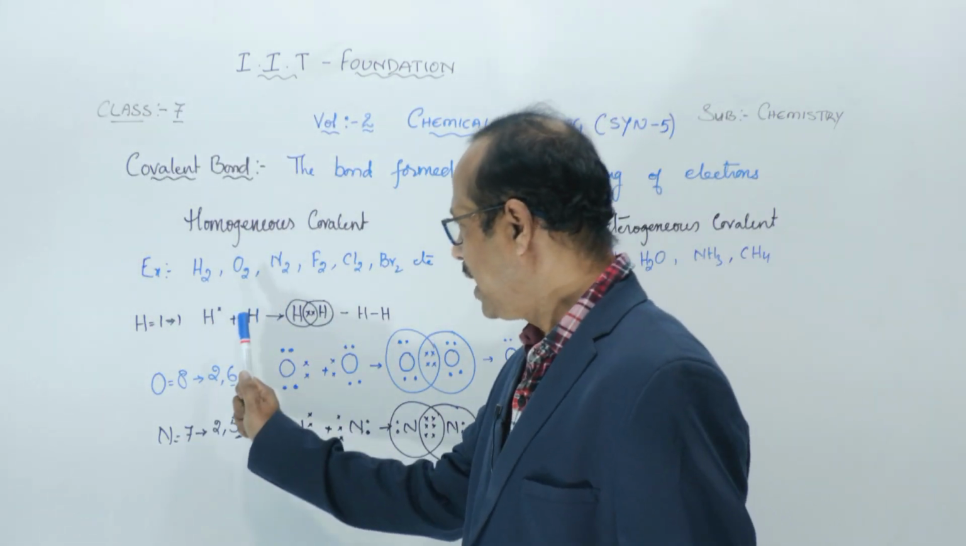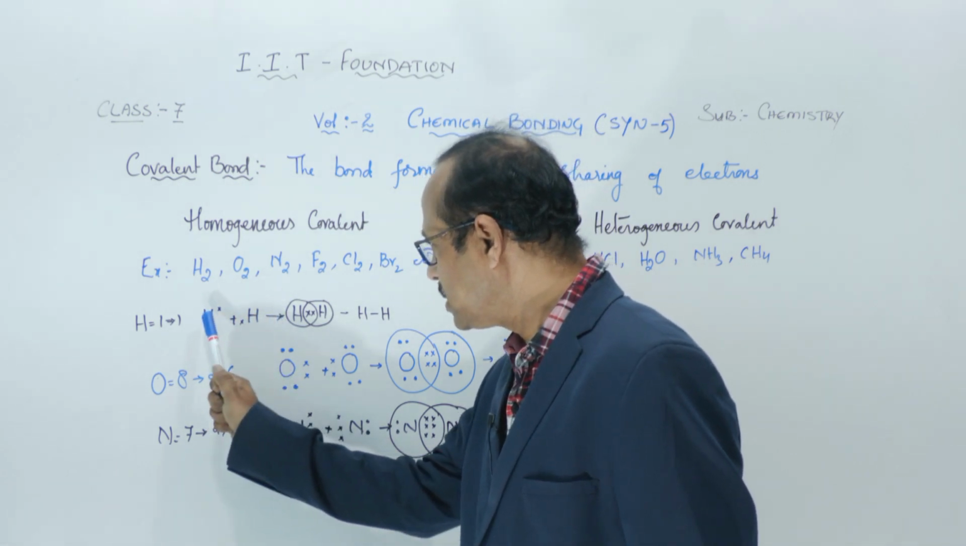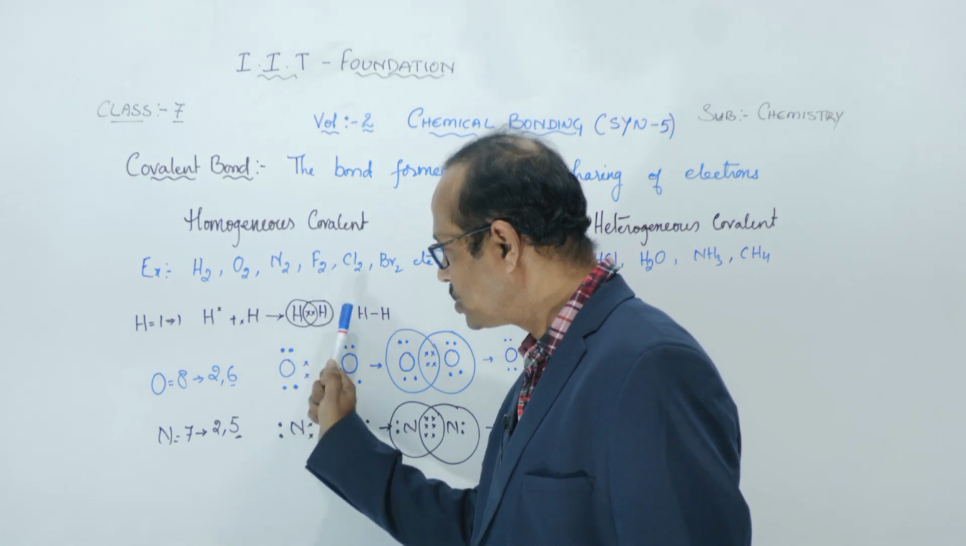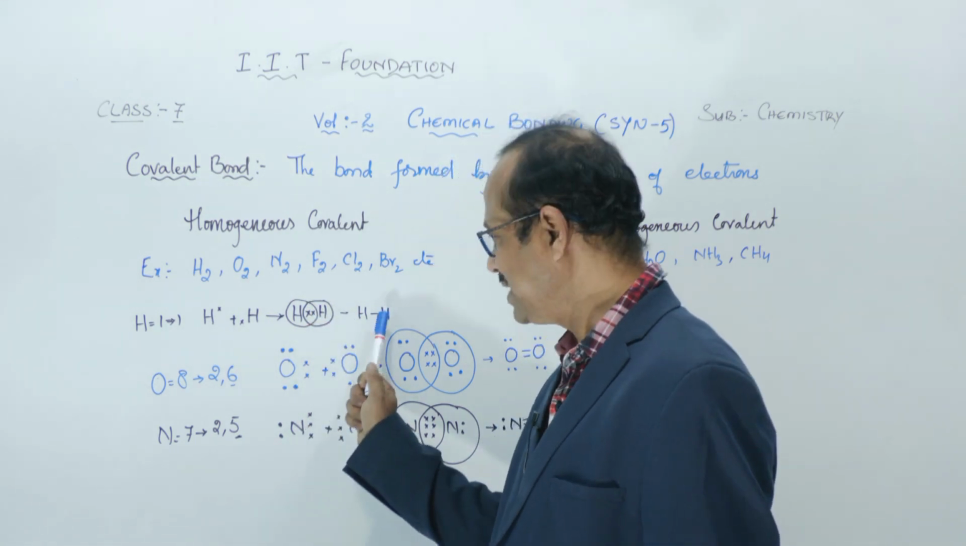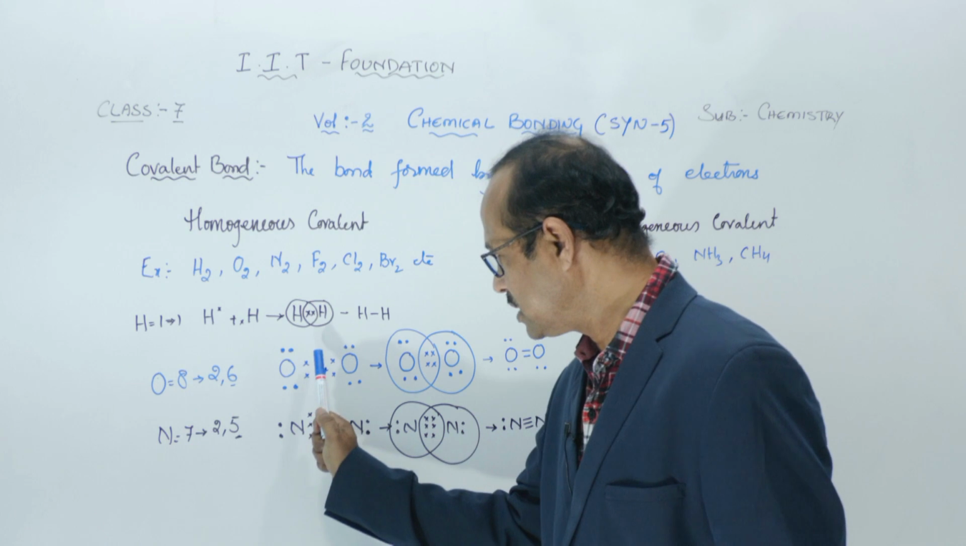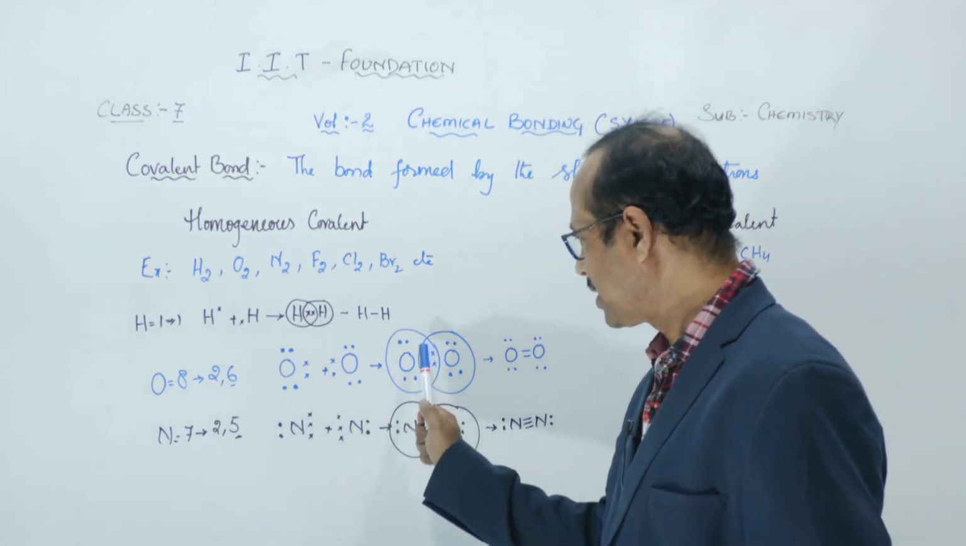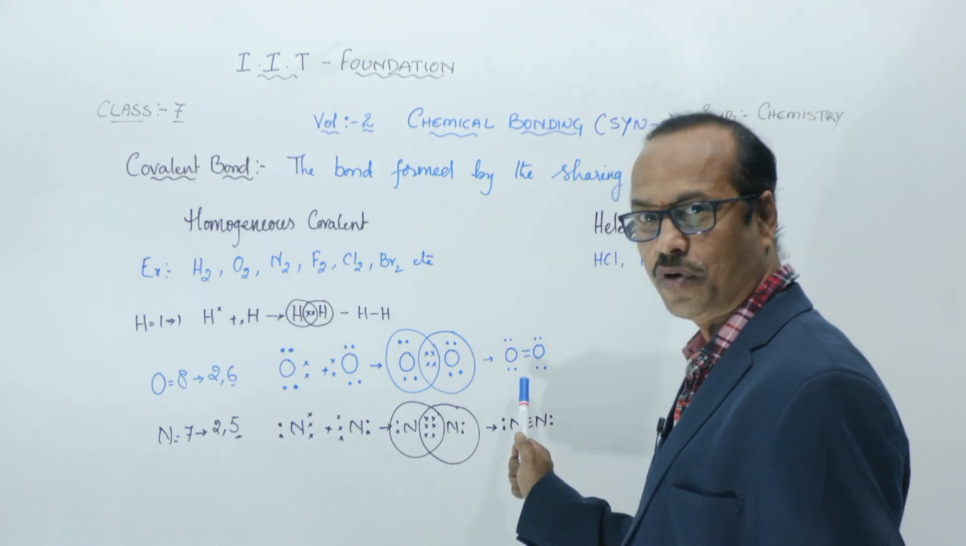So in the covalent bond, hydrogen is providing 1 electron. This is also providing 1 electron. These 2 electrons are shared by both the hydrogen atoms to form a single bond. In the oxygen, this is providing 2 electrons, and this is also providing 2 electrons. So total 4 electrons are shared by both the atoms to form a double bond.